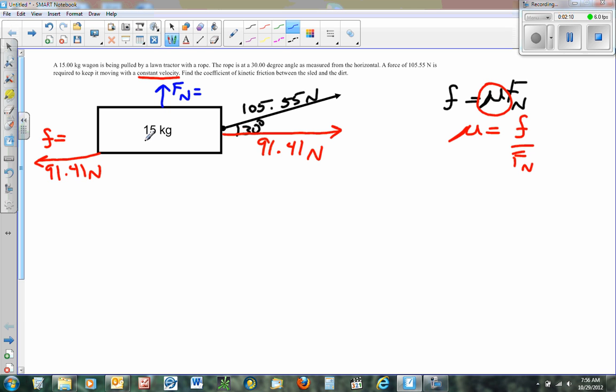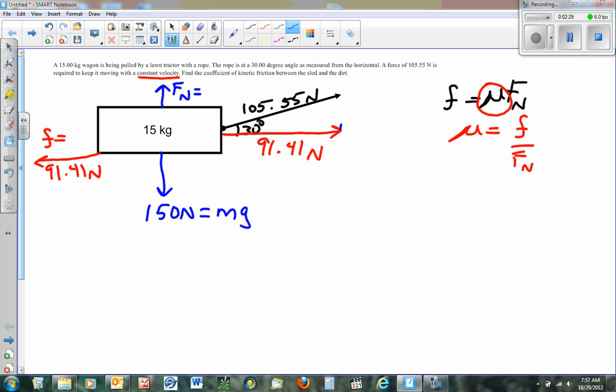And then, of course, the upward force is this normal force, which normally or usually equals this number right here, which would be 150 newtons, 15 kilograms times 10 meters per second squared. In other words, that equals mg. So m being 15, g being 10 meters per second squared.